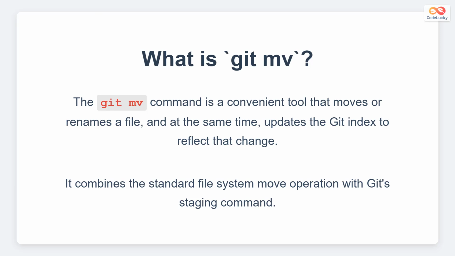So, what exactly is the git move command? It's a special tool within Git that lets you move or rename a file. Think of it as a smart command that not only changes the file's name on your computer, but also tells Git, "Hey, I've renamed this file," all in one go.